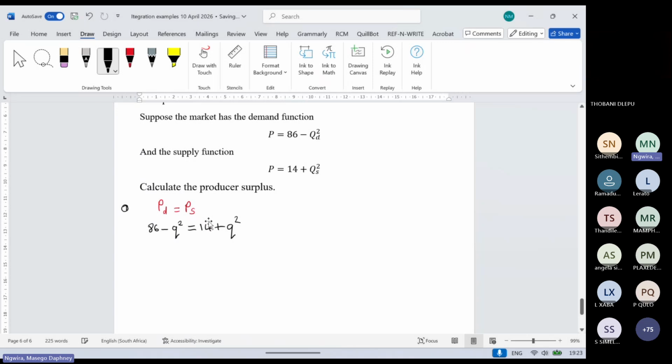I'm just going to take this one this side, that one that side. So I have 86, and I'm going to take the 14 this side. It's a positive, so it's going to be minus 14. And then this is equal to Q squared. Then I take this to the other side, it's going to be a plus Q squared. When they jump an equal sign, they change the sign. So we say 86 minus 14, what is the answer? 72. And then it's equal to these two.